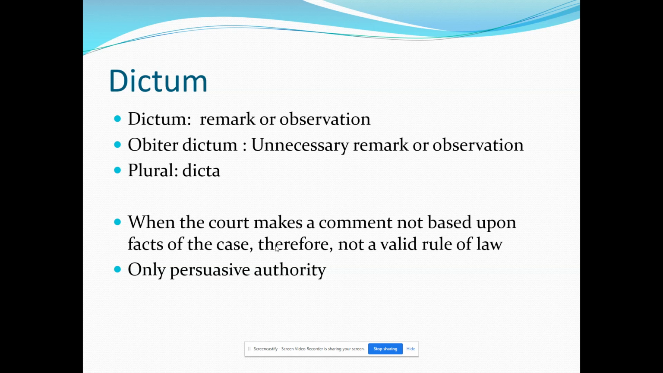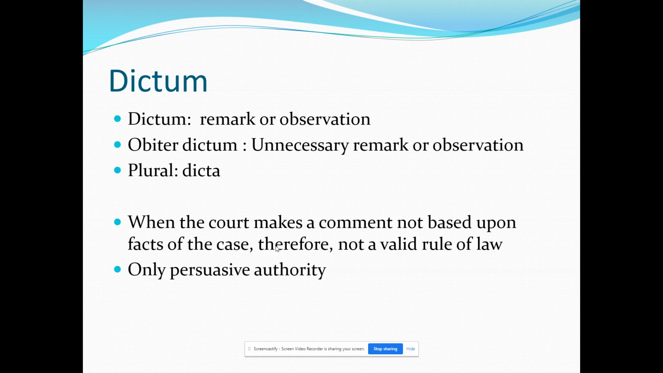So sometimes, and remember, like in Peterson, they're talking about the prosecutor saying, "Oh, I wrote the law," and kind of, there's a little dig to the prosecutor there. That's what we call dictum. It's a remark or observation that is unnecessary, and it is not precedent. It is not relevant to the holding or the analysis.